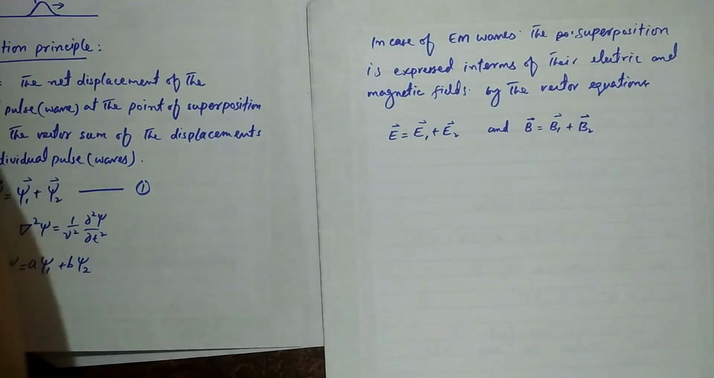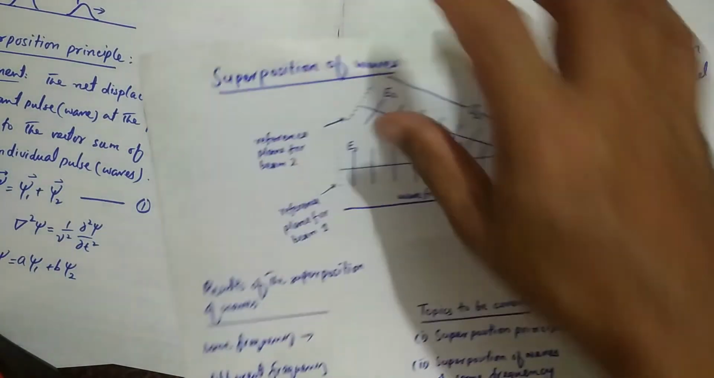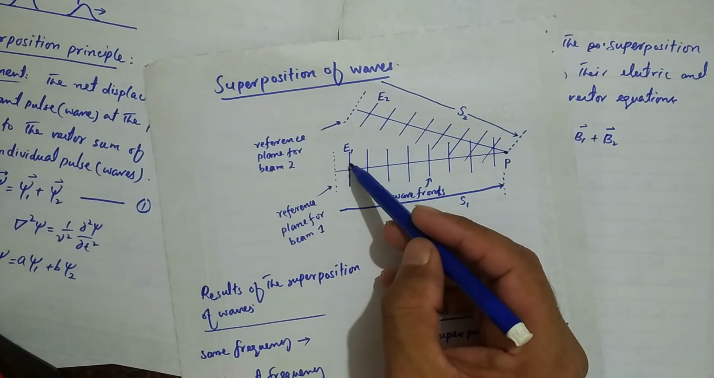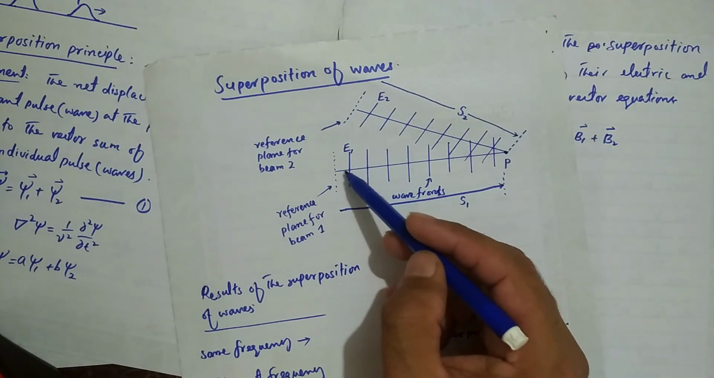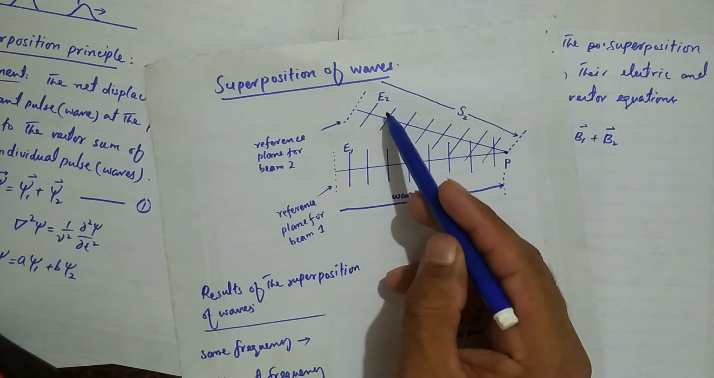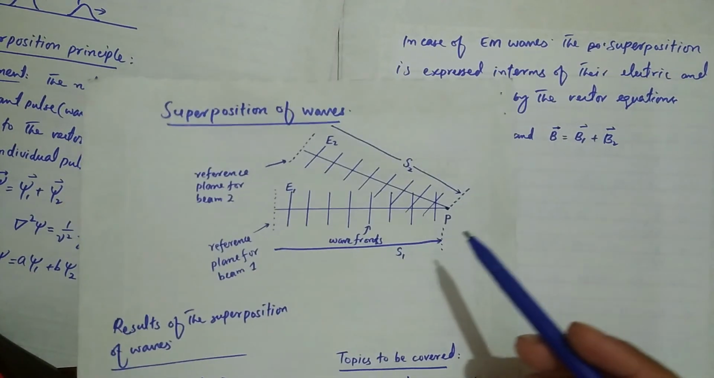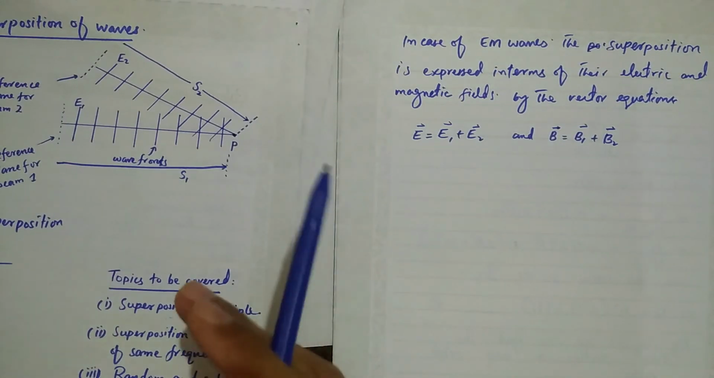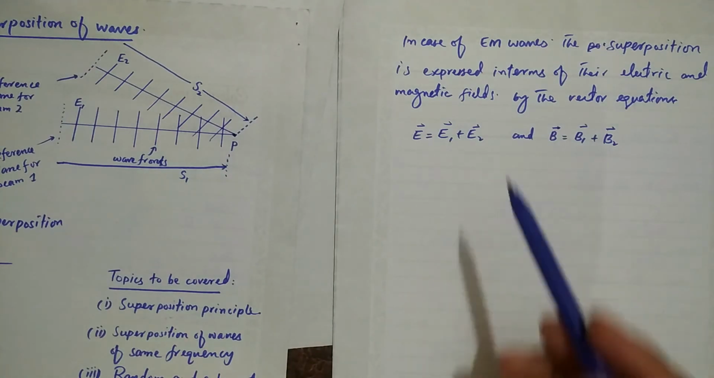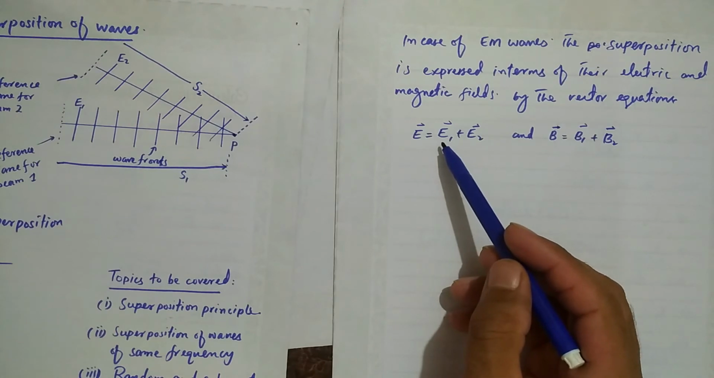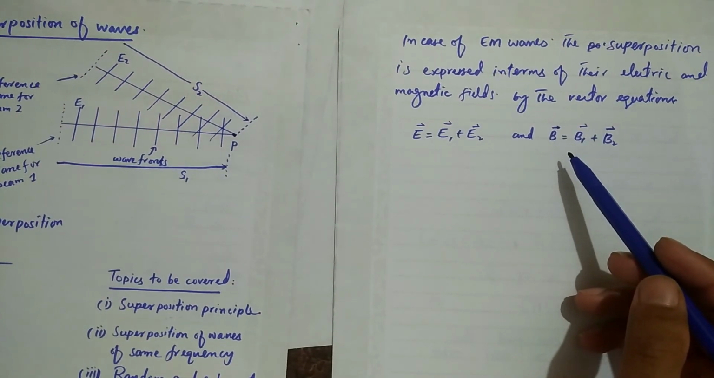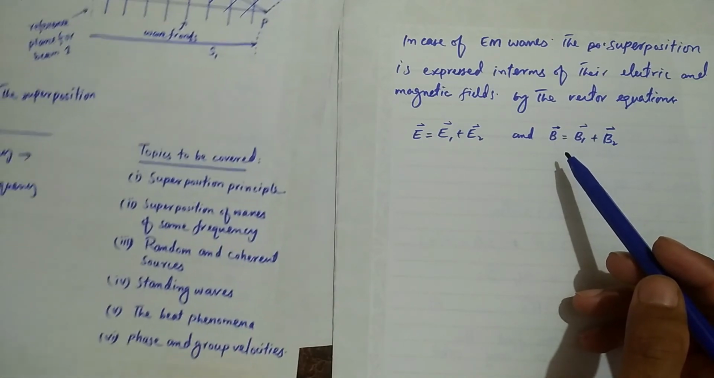For example, we consider the electric field of this wave is E1, while the electric field of the second wave is E2. So after superposition, the electric field of the resultant wave will be E, which is added vectorially. Similarly, for the magnetic field, they will be added vectorially.